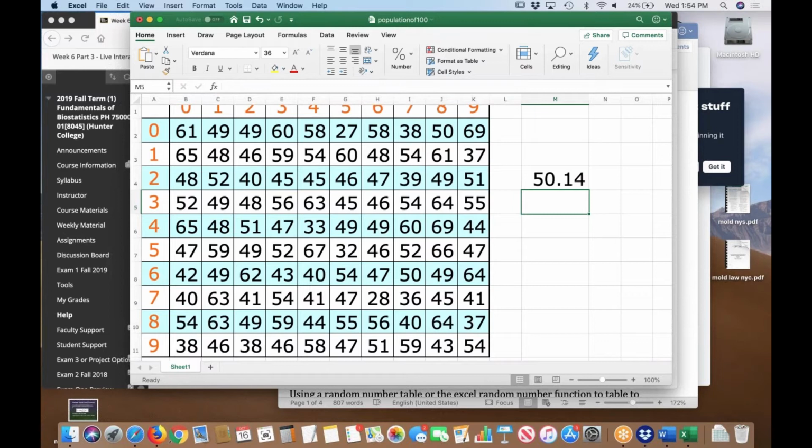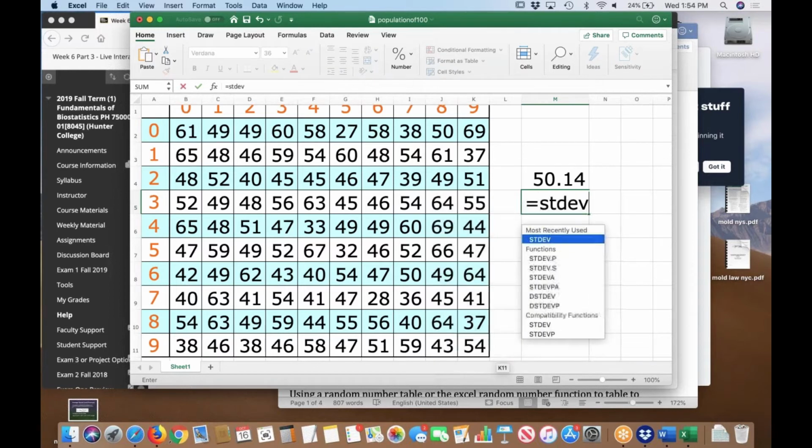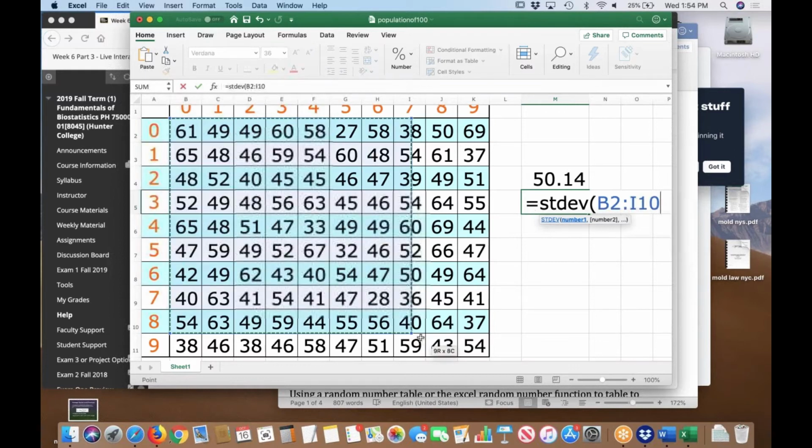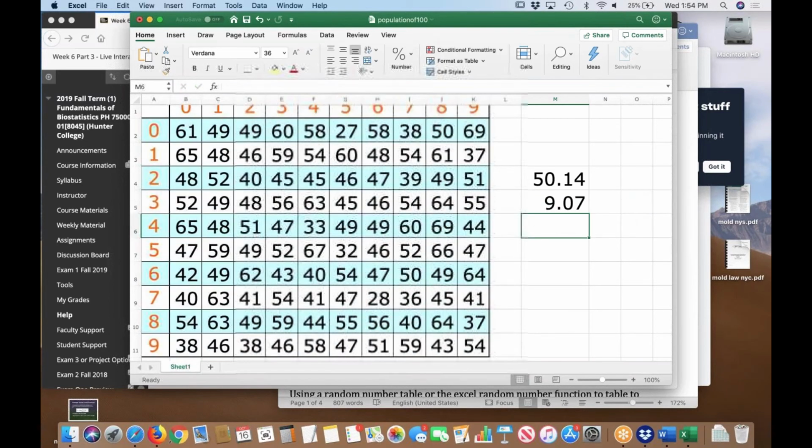Now, another measurement that really tells me quite a bit about a population, as we started to learn during our last session, is the variability of the population. Variance, and what's derived from the variance by taking the square root of the variance, the standard deviation. So I'm going to calculate the standard deviation. Okay, and the standard deviation is about 9. So what does this tell us about this population?